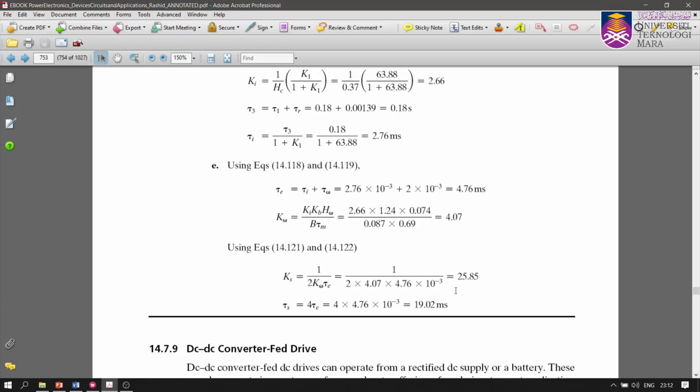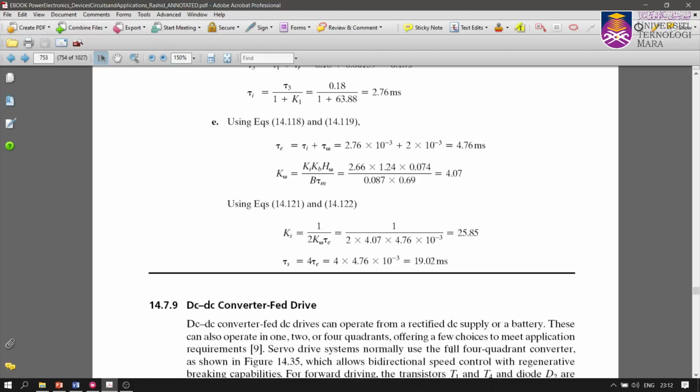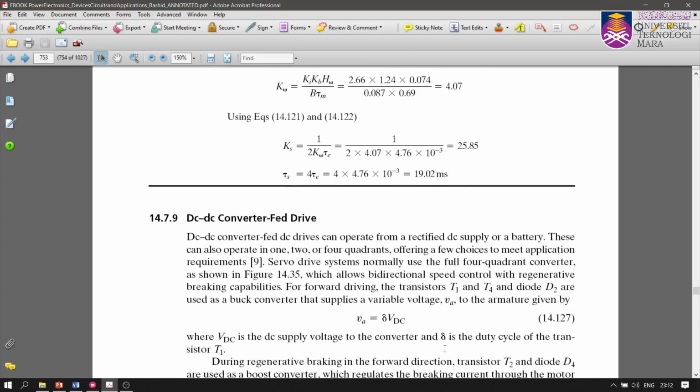Next, we're going to focus on how we're going to look into the induction machines. So in the next class we'll discuss the drive for the AC motor. Of course it will be different from the DC motor drive.